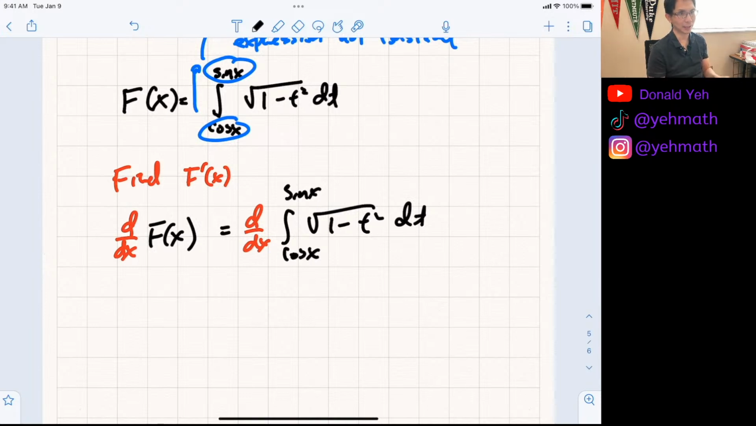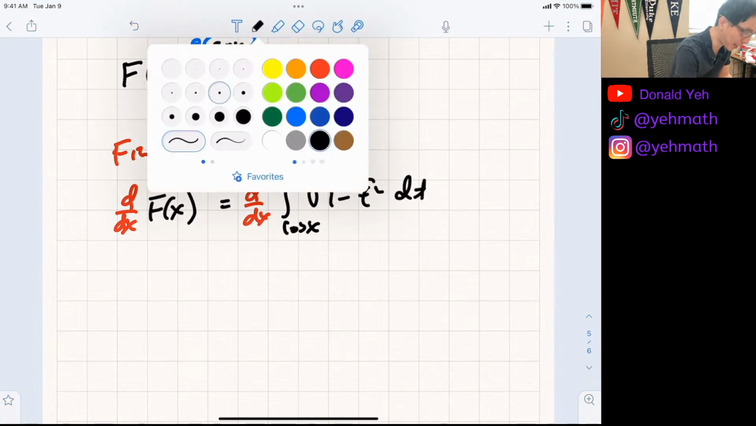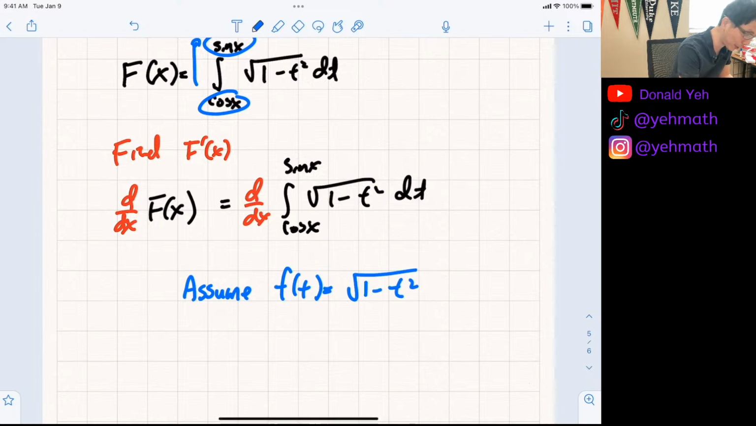So anytime I see this kind of thing, especially when a boundary is an expression, what I will do is set up something where we say, assume that this is f of t equal to square root of 1 minus t squared. Now, I'm not going to use f, I'm going to use g, because I don't want to confuse it with this f. So I'm going to assume g of t is equal to the square root of 1 minus t squared.